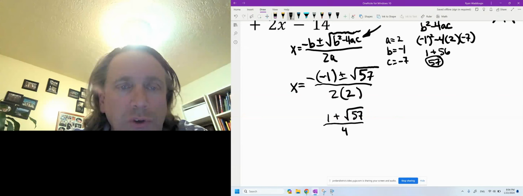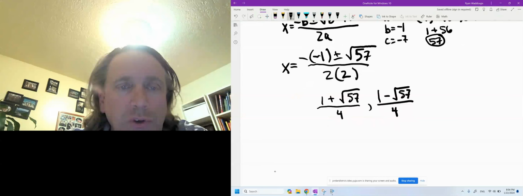And that's one of my values. And the other value is the plus or minus, that minus part. So I've got 1 minus the square root of 57, and this is all over 4. And if we wanted exact values, those would be your exact values: 1 plus the square root of 57 over 4, and 1 minus the square root of 57 over 4.